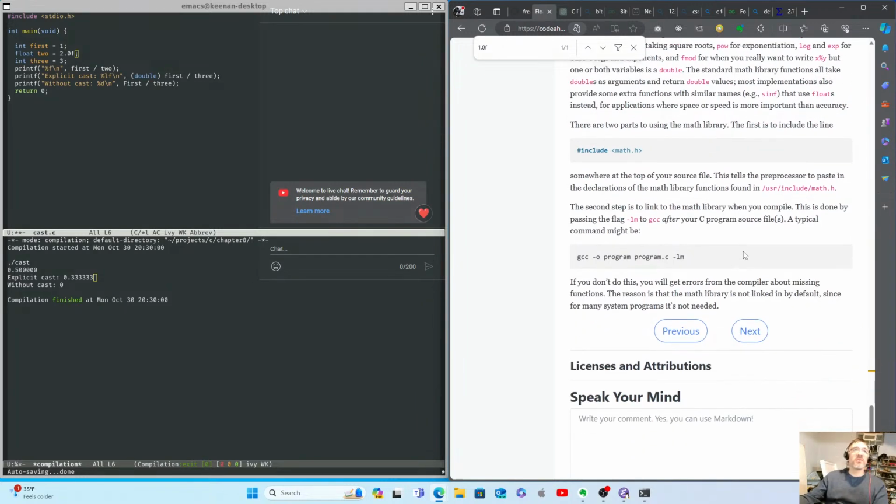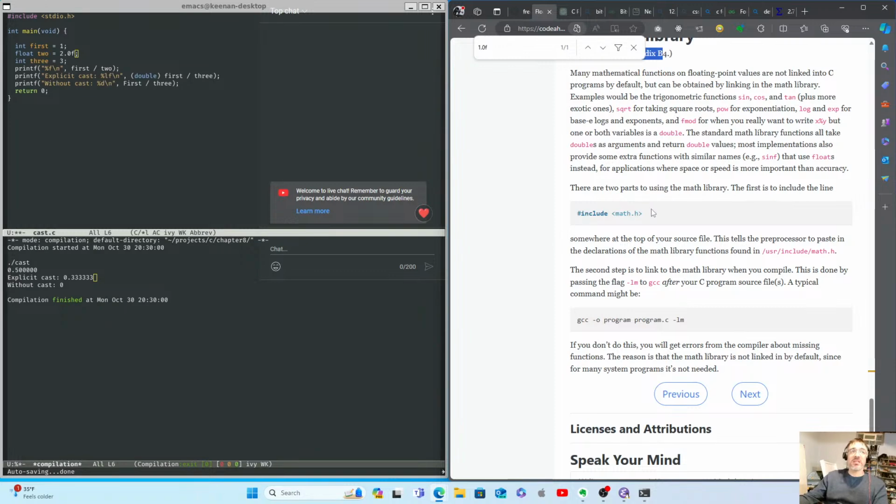The first is to include the line #include <math.h>. So you have the header file so that the preprocessor can link it. Somewhere at the top of your source file, this tells the preprocessor to paste in declarations of the math library found in math.h. The second step is to link to the math library when you compile. This is done by passing the flag -lm to GCC after your program's source file.